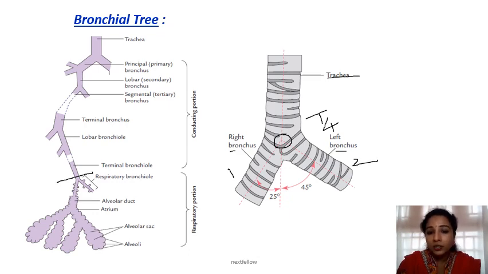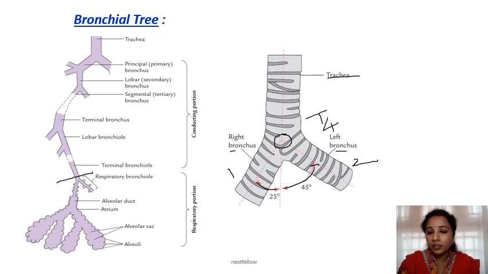And the right bronchus is almost in a vertical line with the trachea. So it makes only 25 degrees with the vertical line, whereas the left bronchus deviates almost 45 degrees from the line of the trachea. So that is the major difference. The right bronchus is shorter, wider, and in line with the trachea.